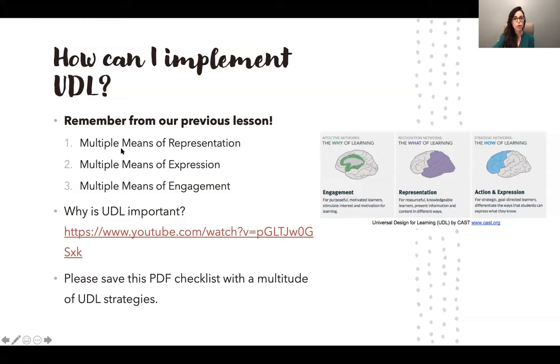This whole multiple means of, we have engagement, representation, and then expression as well. Remember, the engagement is the why of learning, the representation is the what of learning, and the expression is the how. Even science tells us that each one of these different aspects hits different parts of the brain. So when you use all three of these different types of learning, you're actually engaging your student's entire brain, which is what we want to do. So it's very, very important.